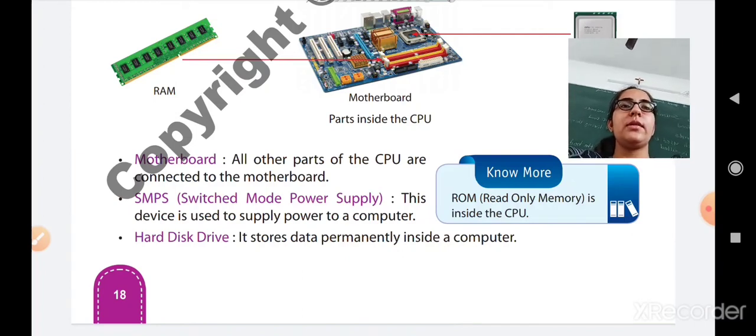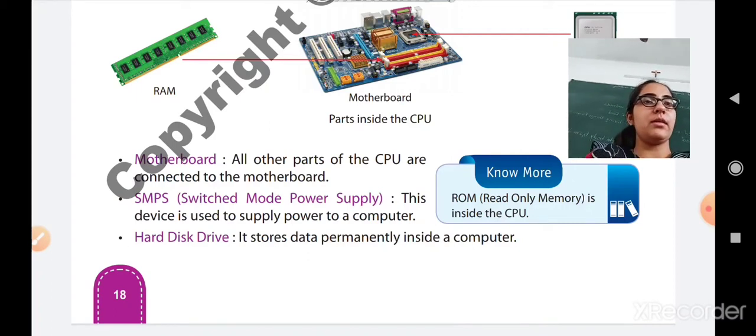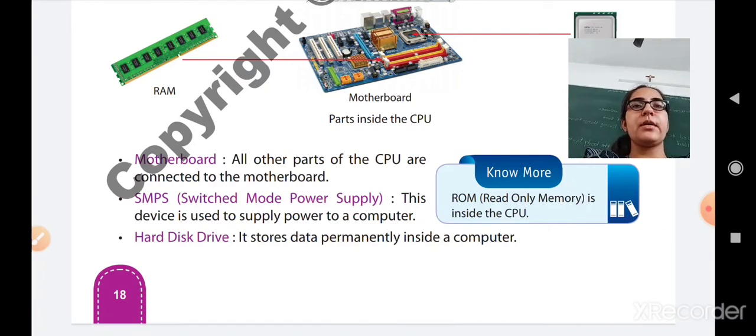First is motherboard. All the other parts of the CPU are connected to the motherboard. It means that all the other parts like RAM, processor, SMPS, everything is connected to the motherboard. So the motherboard is the main part of a computer. Then SMPS. SMPS stands for switch mode power supply. This device is used to supply power to a computer. It means that first the plug is attached to the switchboard and then the power is given to the computer. So the SMPS manages the power supply, the electricity given to a computer.